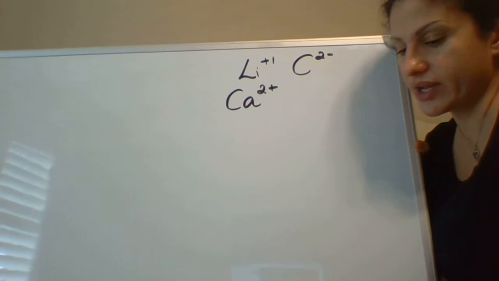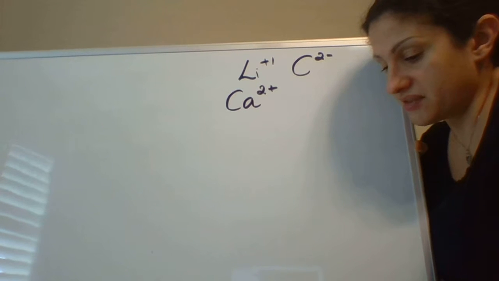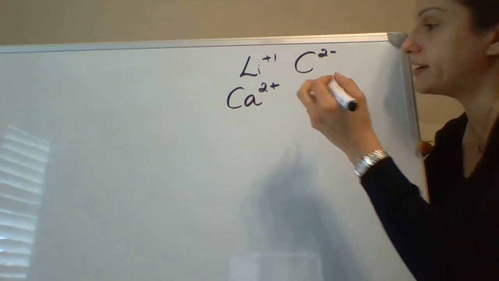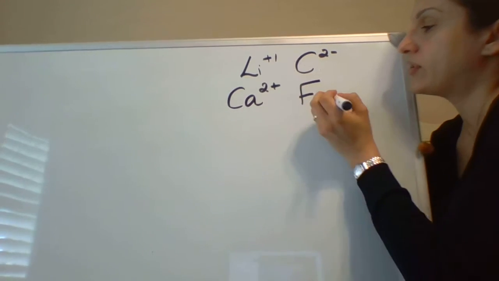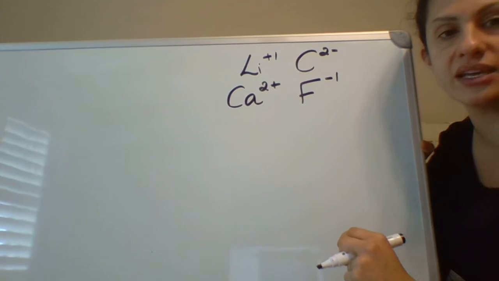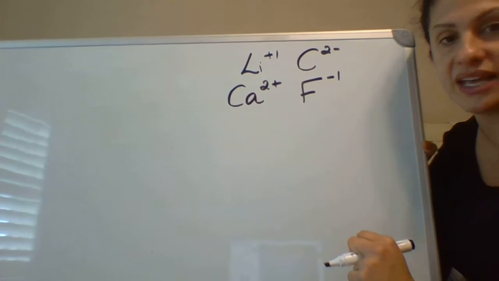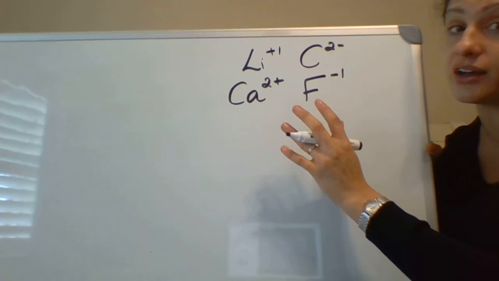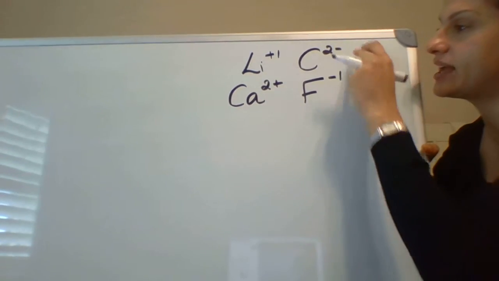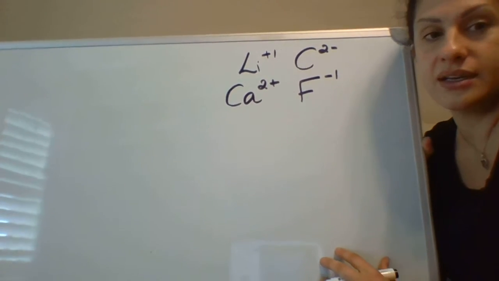Let me give you another one. Fluoride has a -1 charge, and that's all determined using whether they gain or lose an electron. So these are all ions. The positive ones are called cations. The negative ones are called anions.